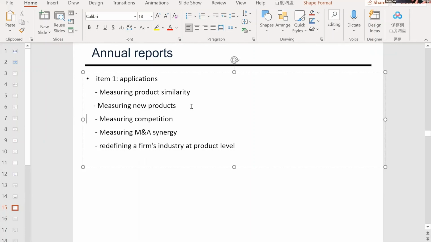Because you can get the similarity, right? So last year, my product is only similar to 2 firms. But this year, my product is similar to 10 firms. These 10 firms' products are similar to mine this year. So from last year to this year, my competition rises because more people are producing products similar to my product. That scales me, right? So you can use that to measure the competition as well.